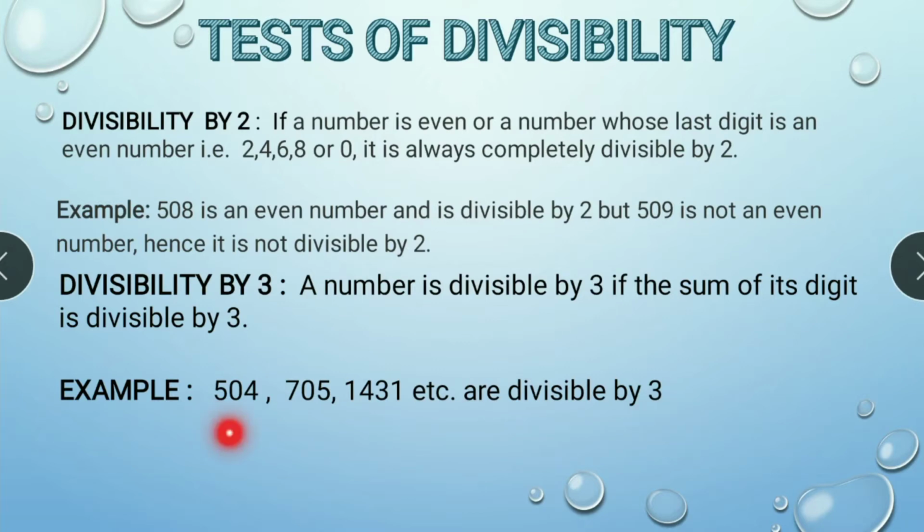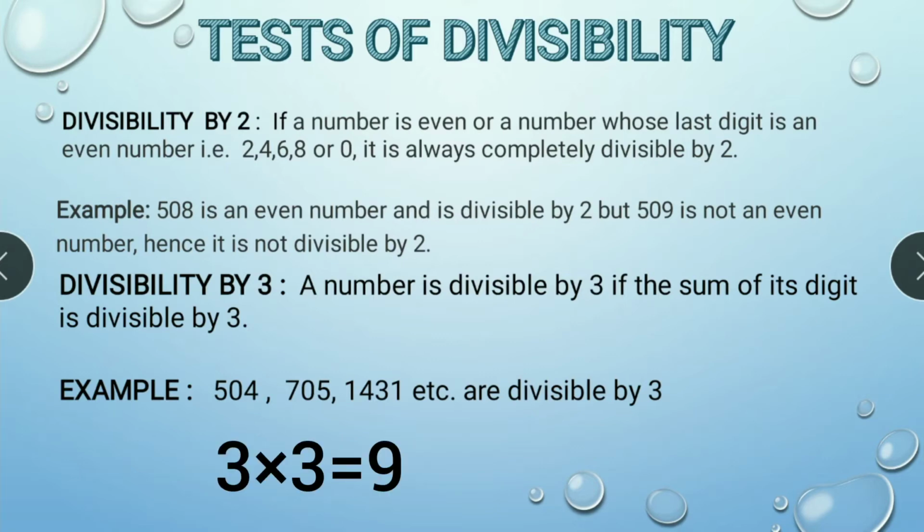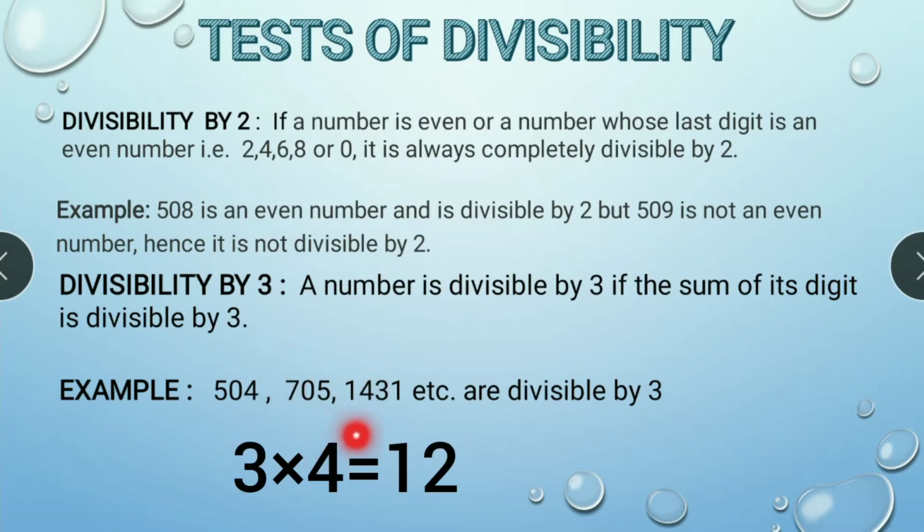Now, if you will find the sum of these digits of the given number like 504. So, 5 plus 0 plus 4 is equal to 9. 3 into 3 is equal to 9. So, 3 can divide 9 easily. Clear? Okay, so 504 is also divisible by 3. Then 7 plus 0 plus 5, that is 12. 12 is divisible by 3. 3 into 4 is equal to 12. So 705 is also divisible by 3.